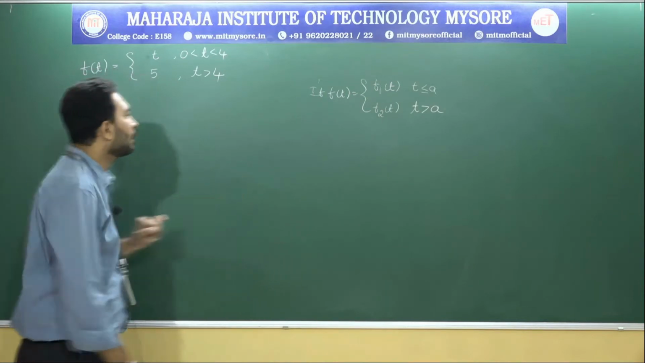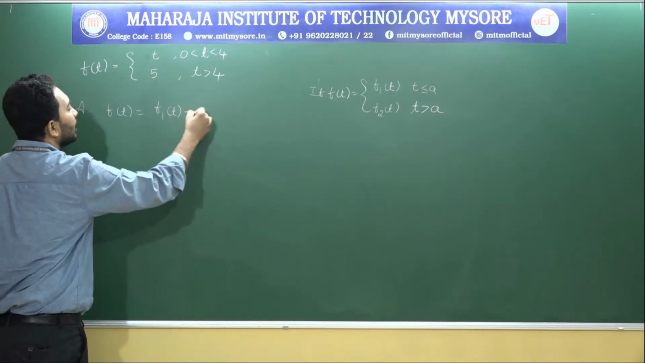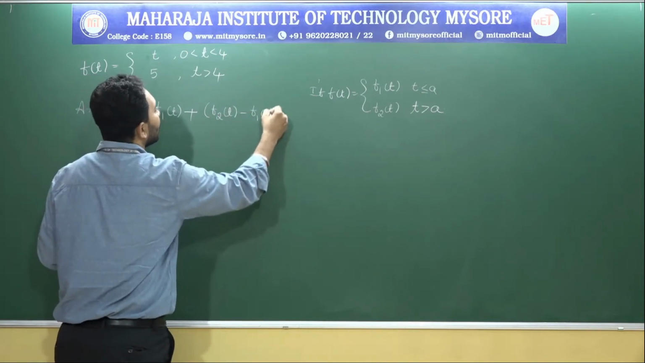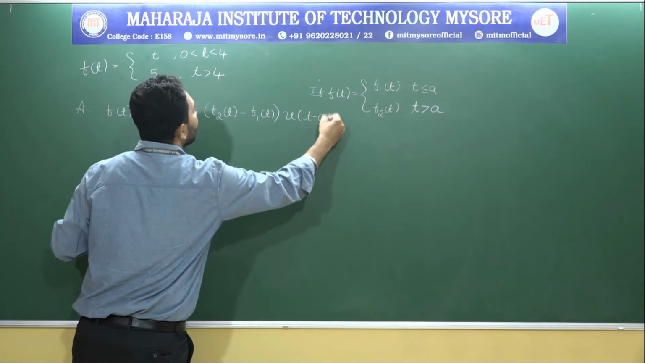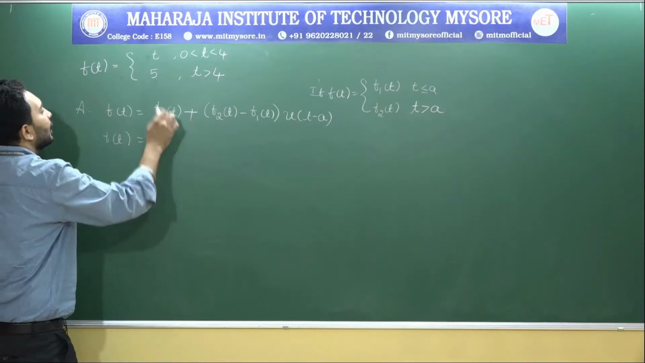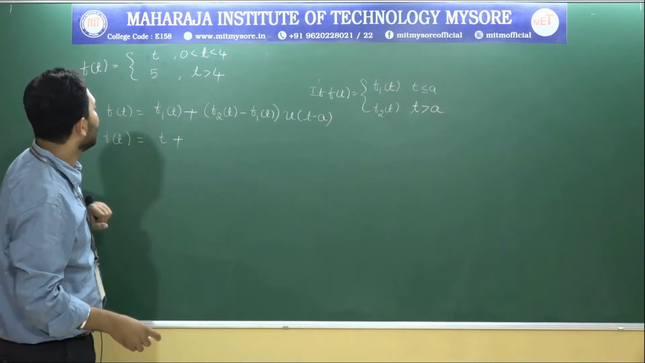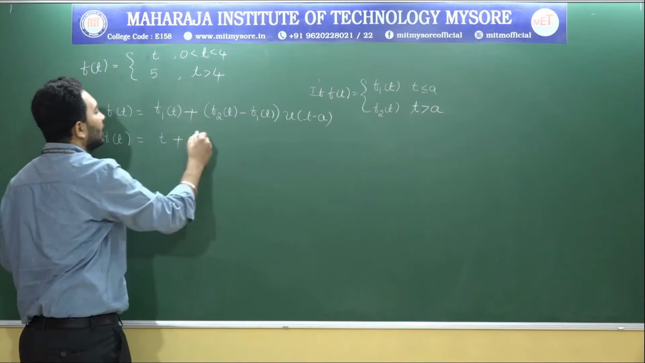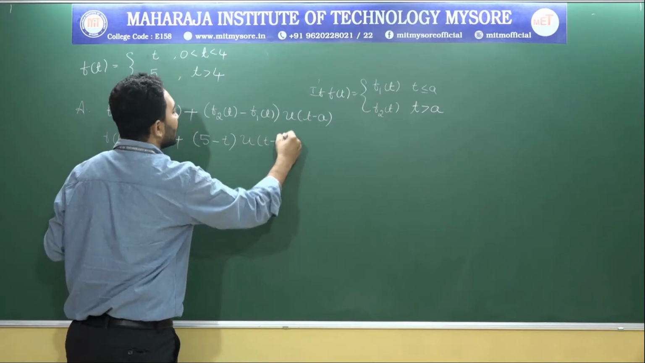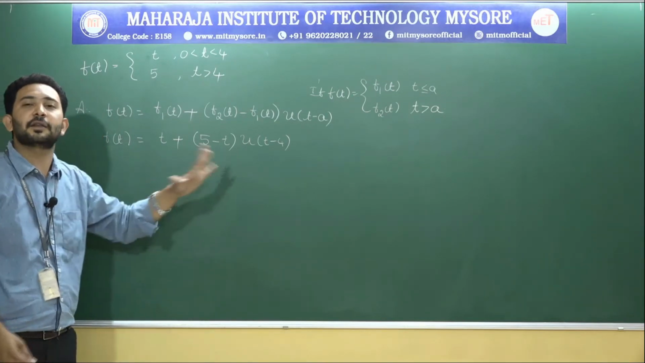Okay, for this we have f of t equals f1 of t plus f2 of t minus f1 of t into u into t minus a. So apply this now. F of t equals, what is f1 of t? It is t, because in the place of f1 of t we have t. Next plus f2 of t minus f1 of t. It is 5 minus t into u into t minus 4. So this is nothing but unit step function. Now we have applied unit step function here.